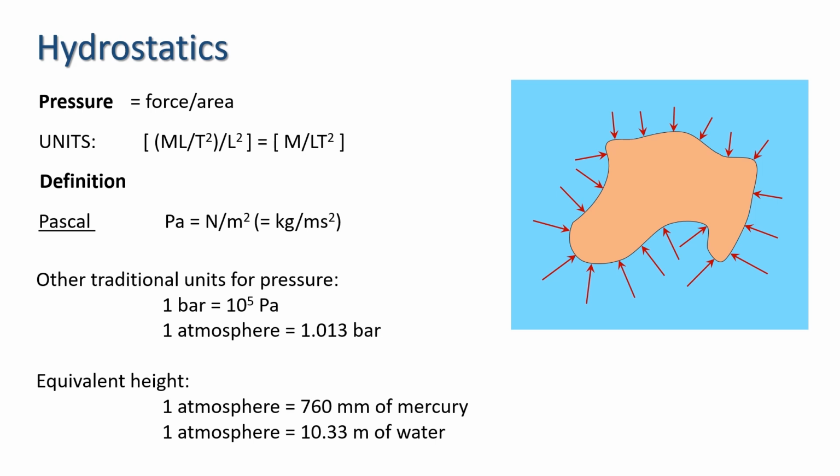It's worth noting that we often measure pressure relative to atmospheric pressure. What we call the gauge pressure is the excess over atmospheric pressure.